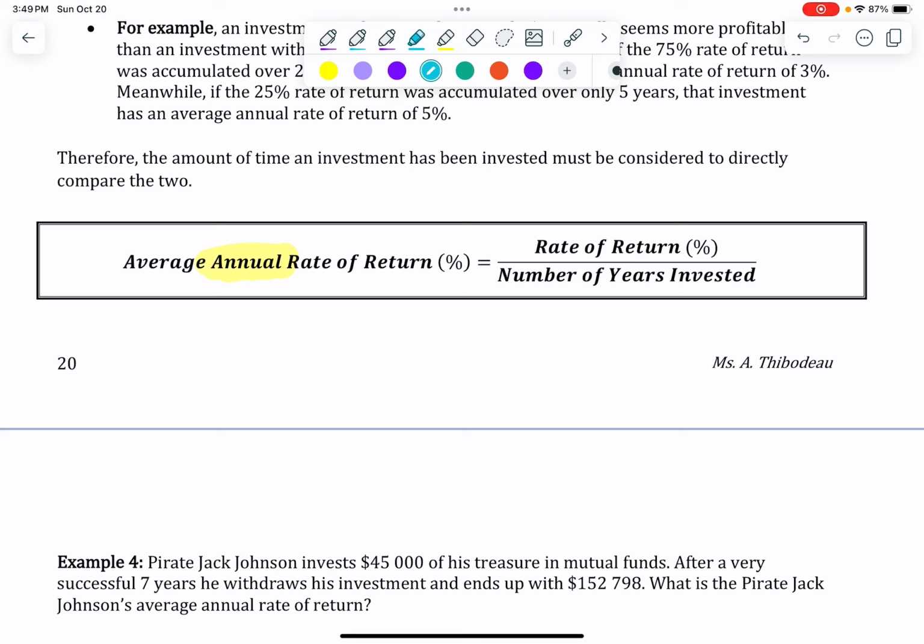Now, the nice thing about average annual rate of return is the calculation is really simplistic. All I do is I take my rate of return as a numerator, expressed as a percent, and I divide it by the number of years it was invested for. So if my rate of return is 100% and I've invested that for 4 years, 100% divided by 4 is 25%. Easy peasy, boom, done. That average annual rate of return allows me to directly compare two investments that have been invested for any period of time without one having that unfair advantage.